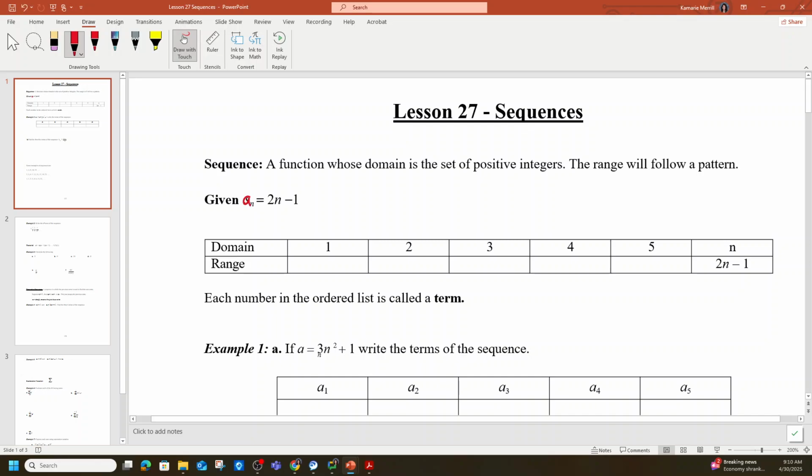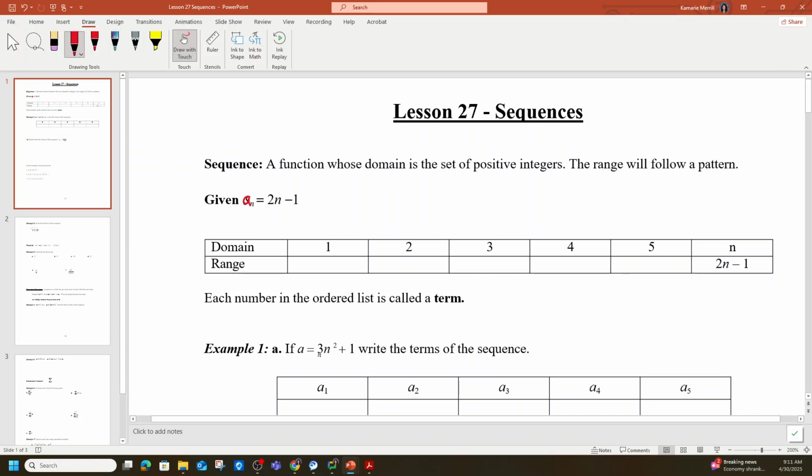sequence. I'm going to get used to using a sub n. I don't know why, I didn't have a chance to edit this. I meant to edit this. S is going to stand for sum. So I'm going to use a sub n or b sub n or c sub n as our sequence notation. So if you guys would switch that s to an a or a b or whatever.